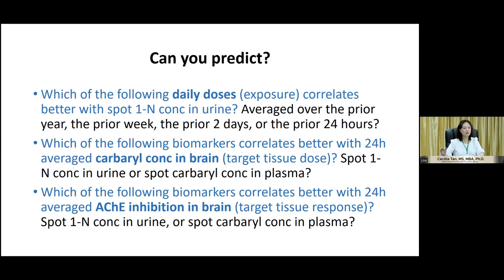So the average concentration in the brain in the last 24 hours, which one do you think correlates to one of the two biomarkers? One is the spot metabolite urine concentration. The other one is the spot parent concentration in plasma. So of these two, which one do you think correlates better with the average carbaryl concentration in the brain? Okay, the next victim will be a participant online.